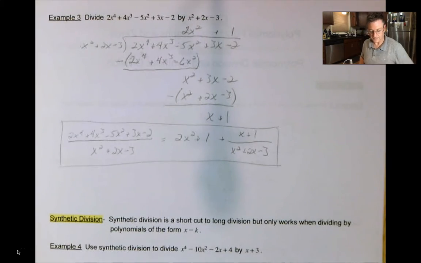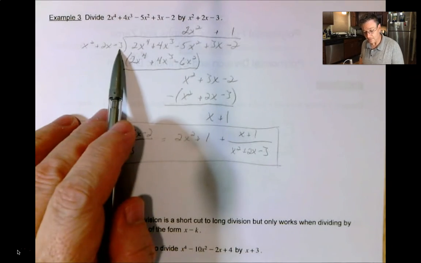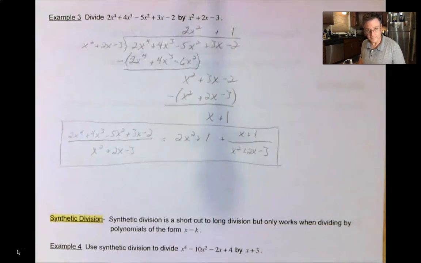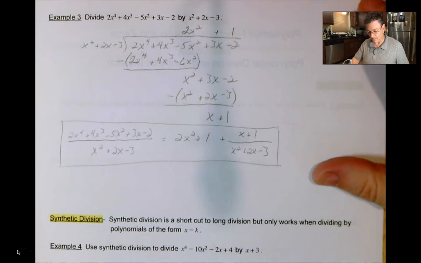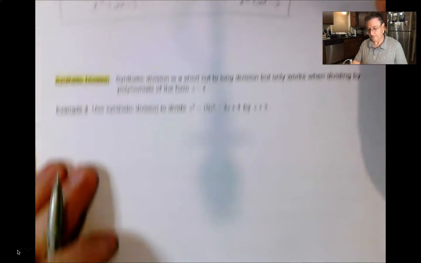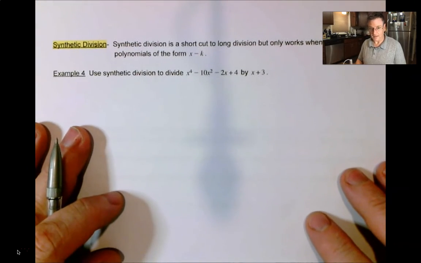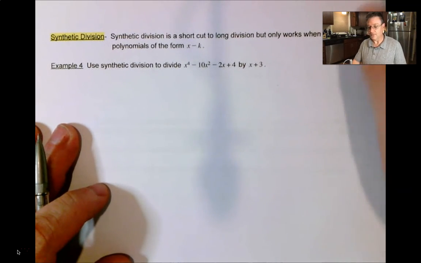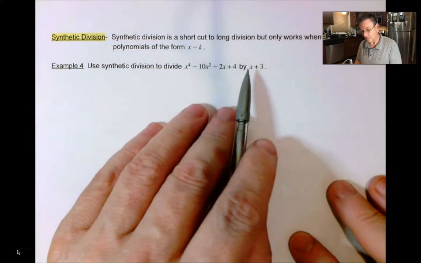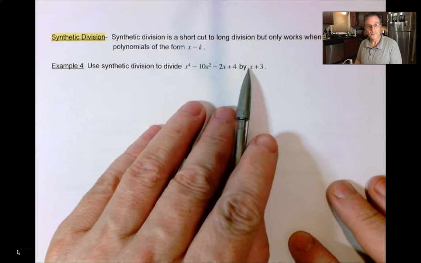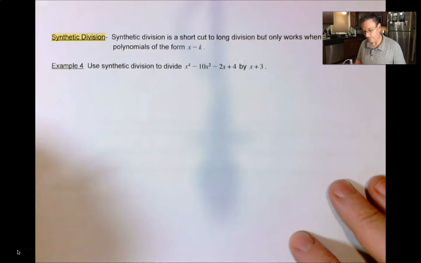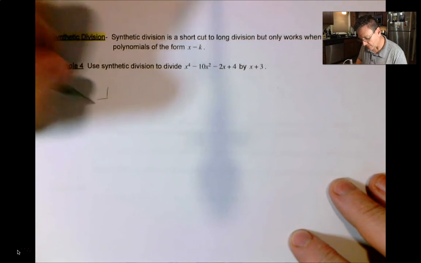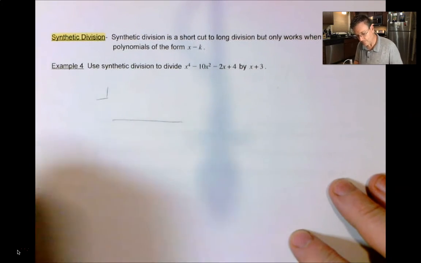And that's our final answer. It also means that this is not a factor of this. Okay. Synthetic division is a quicker version of the division. It's incredibly useful when we're dealing with a linear factor whose lead coefficient is a 1. Then we can set up our synthetic division.